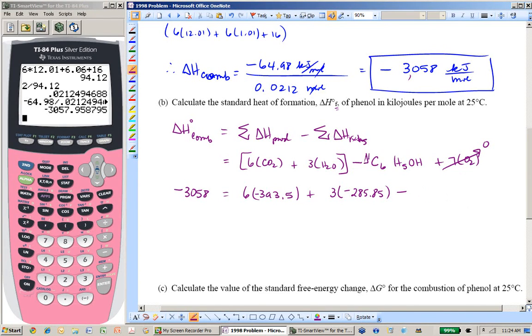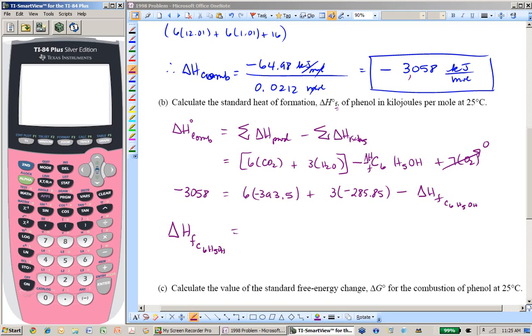C6H5OH. I'm going to put delta HF. I should have done that up here too. So delta HF of C6H5OH. All right, so this is what I want. I'm just going to move that over. And let's do the math. So I've shown the setup. I don't have to write it all out again. I'm just going to solve for what I need.